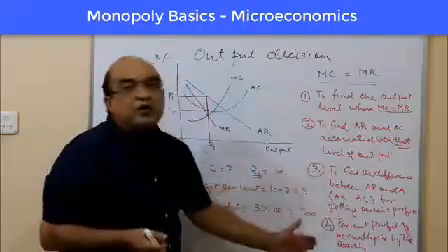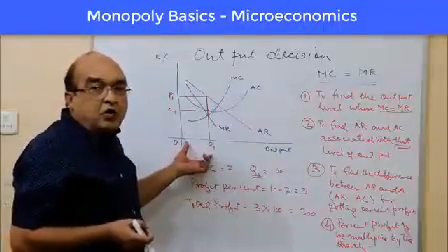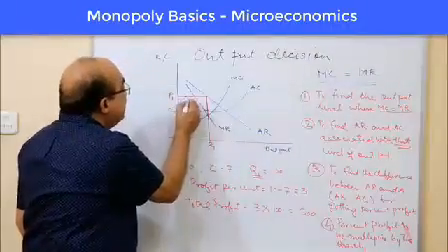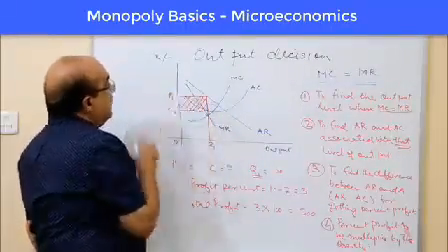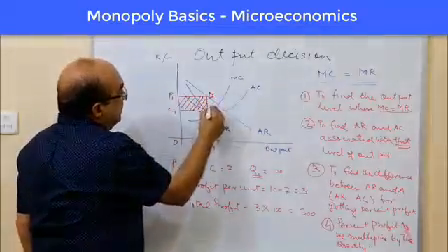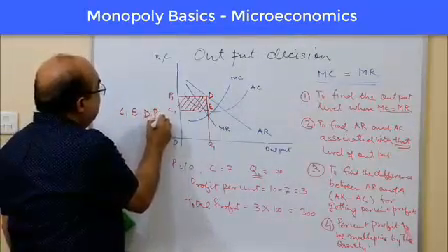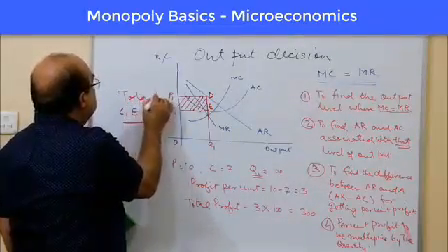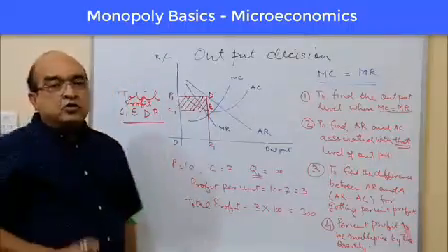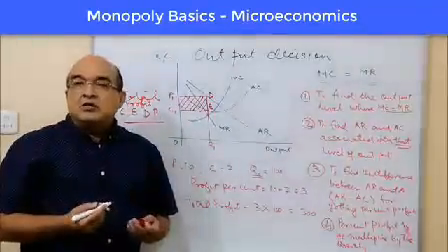So these are the 4 steps through which you can find the output level that will ensure the maximum profitability, and this is the area. Suppose you give it the letters D E, so you can say C1 E D P1 is the total profit. So this is for the output decision and the profit level of monopoly.